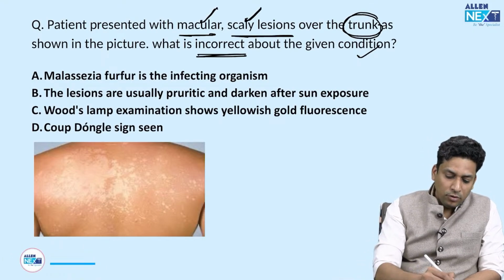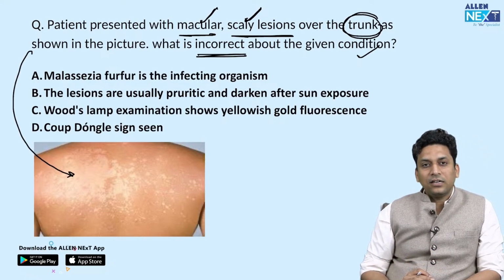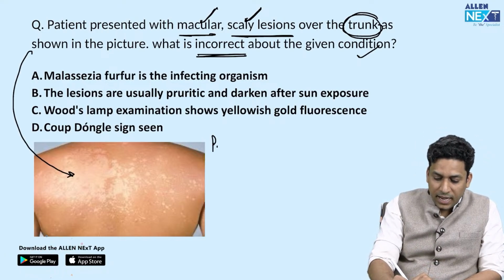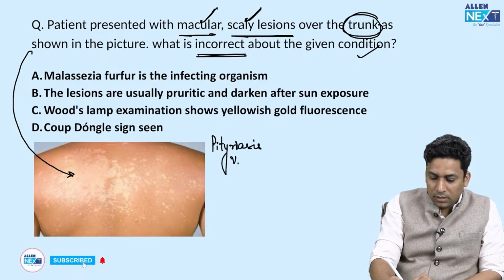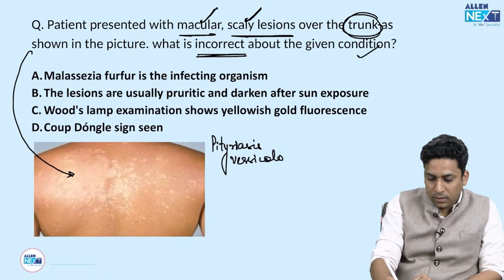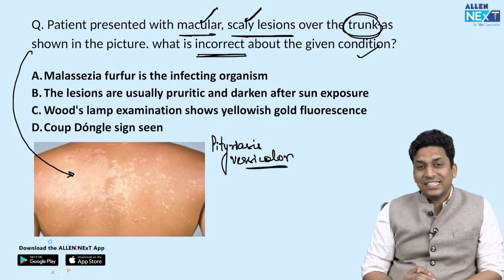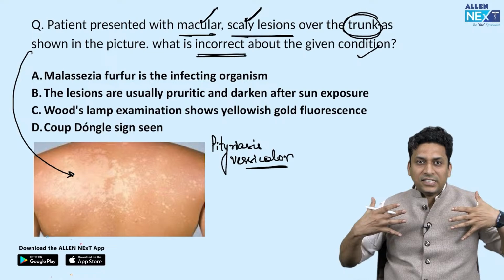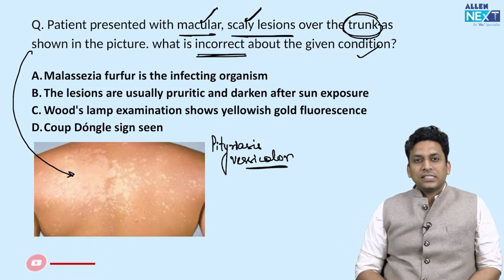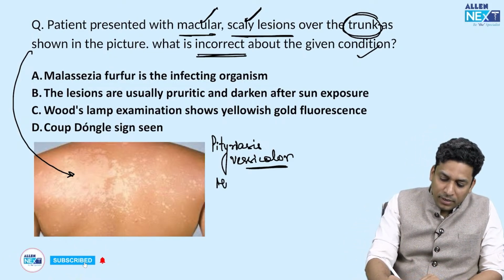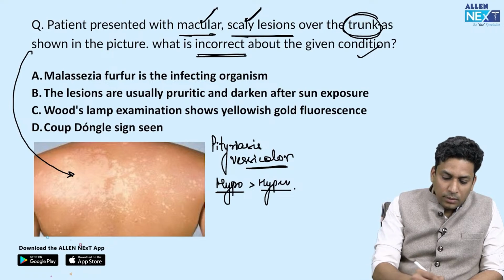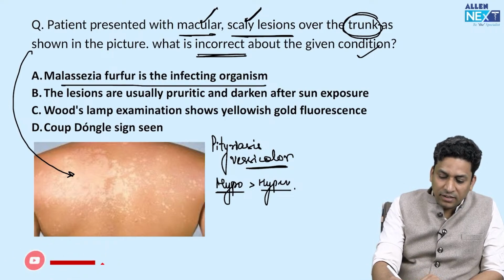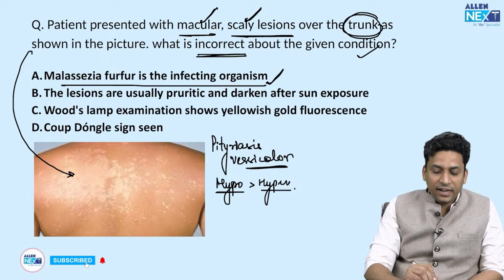Lesions are small, they are macular, they are scaly, and they are present over the trunk. Now if you look at this image, it is a clear-cut case of pityriasis versicolor, which is caused by Malassezia yeast infection. The common site is upper trunk, and this is generally hypopigmented, as you can see in the image, but sometimes it can be dark in color as well. So Malassezia furfur is the infective organism. Yes, this is a correct statement.